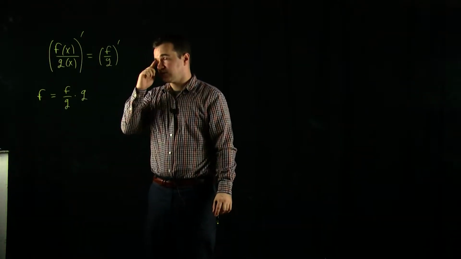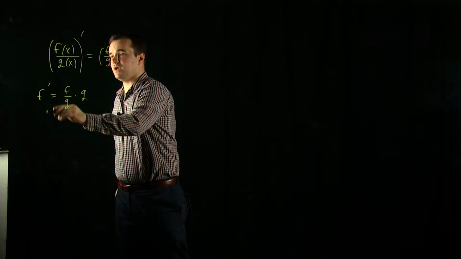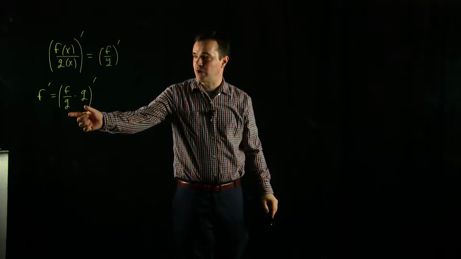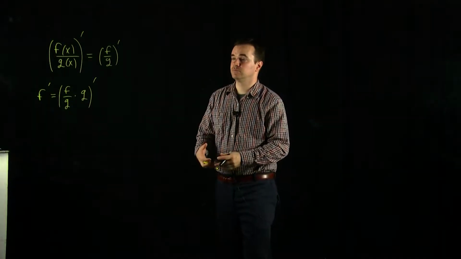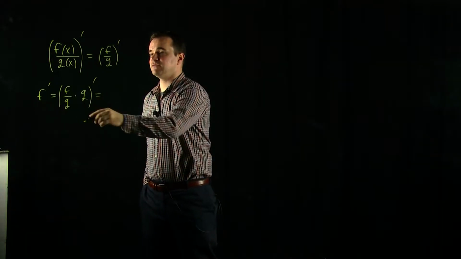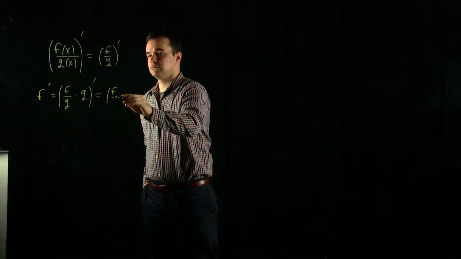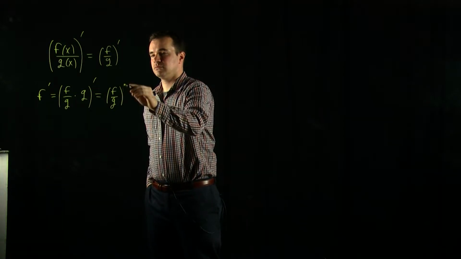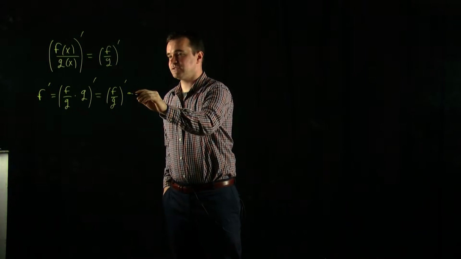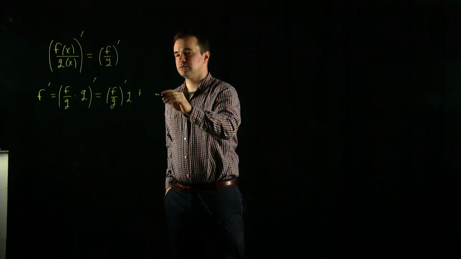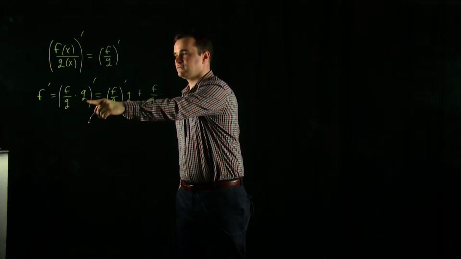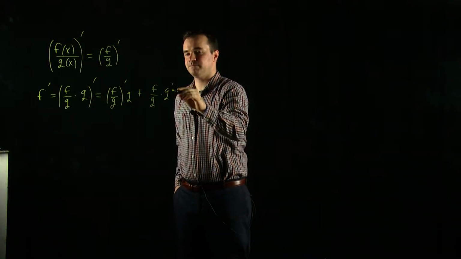So let's try to take the derivative of both sides. You're going to get f prime. And then you're going to get the derivative of this product. So let's use the product rule on it. The product rule says that this derivative is going to be the derivative of the first factor, f over g, times the second factor, plus the first factor times the derivative of the second factor.